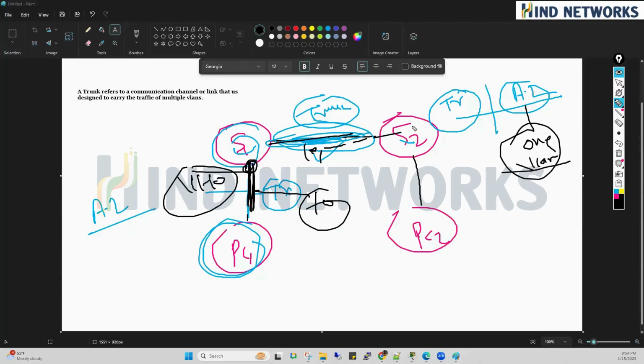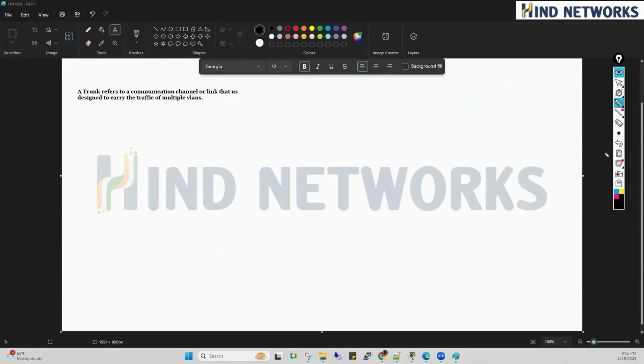So I hope you understand what we mean by trunk and access link. Trunk link means the link that carries all the VLAN data, and access link means the link that carries only a specific VLAN's data. If I ask what you mean by trunk port and access port, same answer. A trunk port means the port by which you can send multiple VLANs' data. And an access port means on this port you can send or receive only a specific VLAN's data. That is called an access port.